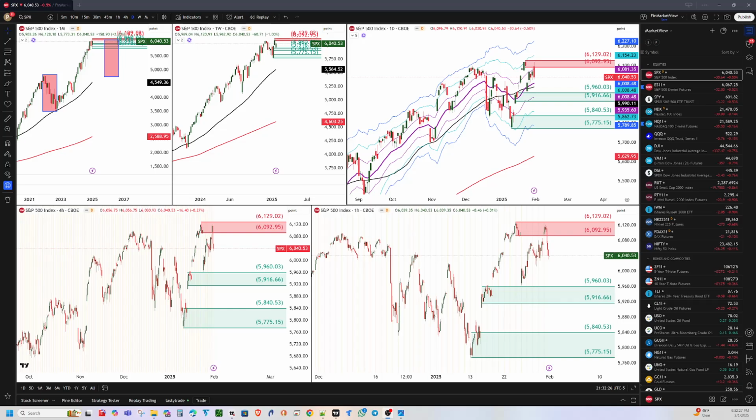Here is the chart layout which I use primarily for both swing and intraday trading. For all the swing trading, I look at the monthly, weekly, and daily charts. For intraday and any short-term opportunities, I look at the 4-hour and 1-hour time frames.